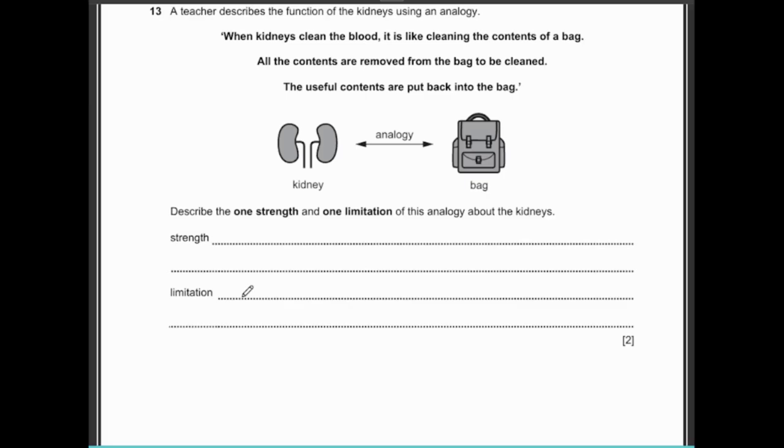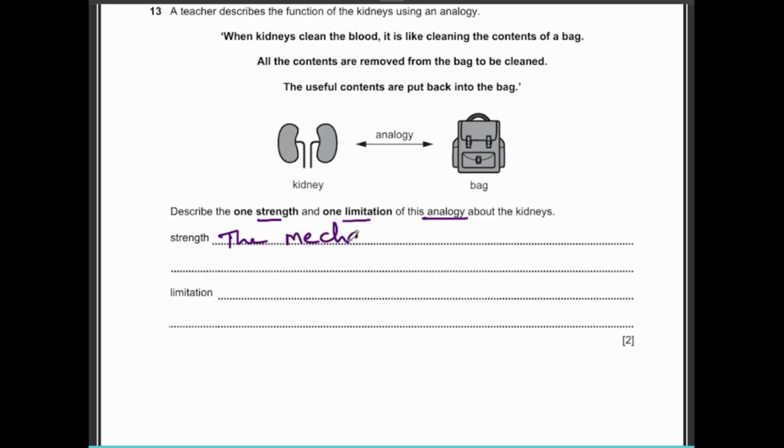So it is just like the kidney is filtering the blood, during which the unwanted materials are excreted out of the body. The required things are absorbed back into the blood. So describe one strength and one limitation of this analogy about the kidney. What would be the strength here? The strength would be it visualizes a process that cannot be seen, or you can write the mechanism of cleaning is similar.